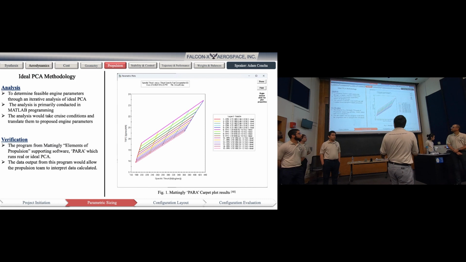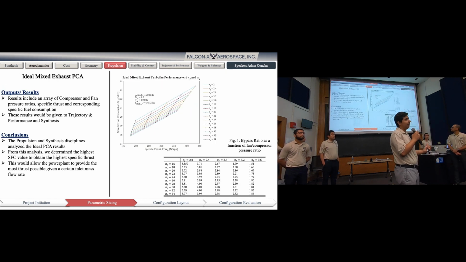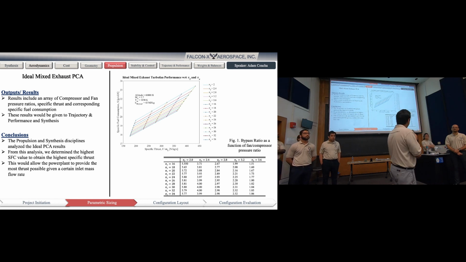Excellent. So here are the verification results for the ideal PCA analysis. This is from Mattingly's PARA software, and the analysis was done using MATLAB programming that I developed. Next slide, please. And these are the outputs of the result of that analysis, where this is where our component sizing comes into play for later on in configuration evaluation when we get to engine performance analysis.